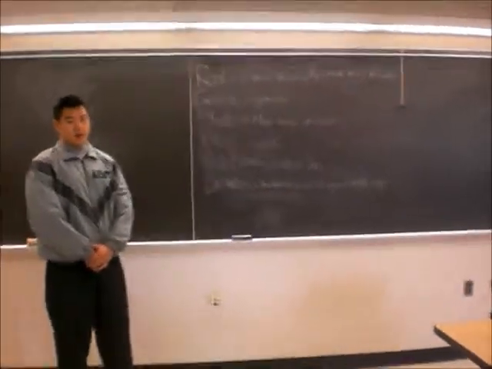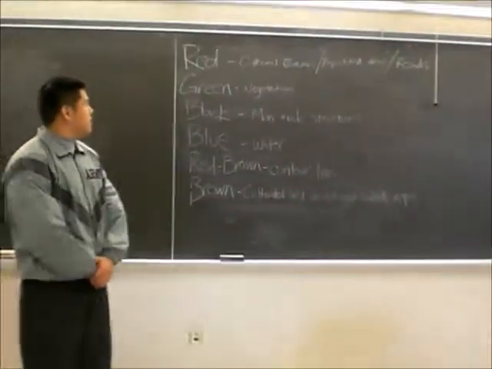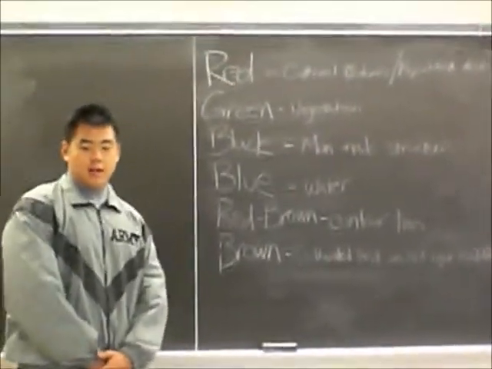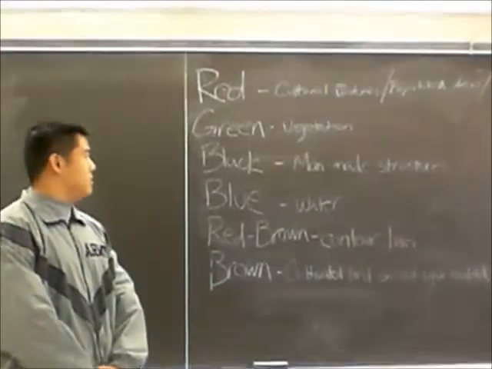I'm going to be discussing the colors on the map. The first color is red. It represents cultural features, populated areas, and roads. And it's also not red light readable.